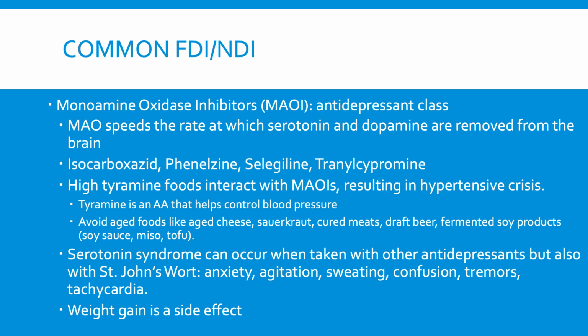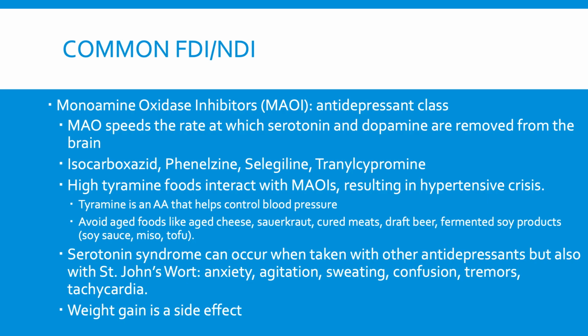So the recommendation, if you see anybody with these, and they're kind of going out of style as well, we have other medications that help with depression, but they should avoid aged foods like some of the aged cheeses that are available, sauerkraut, cured meats, draft beer, fermented soy products like soy sauce, miso, and tofu, because these are all foods that are high in tyramine.